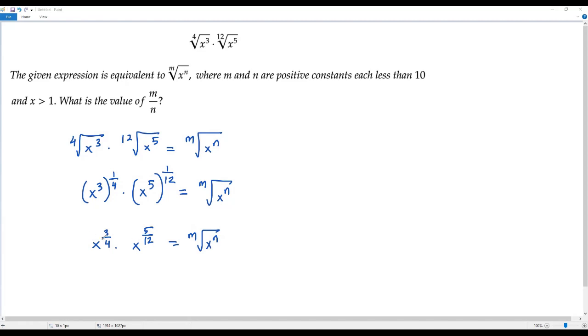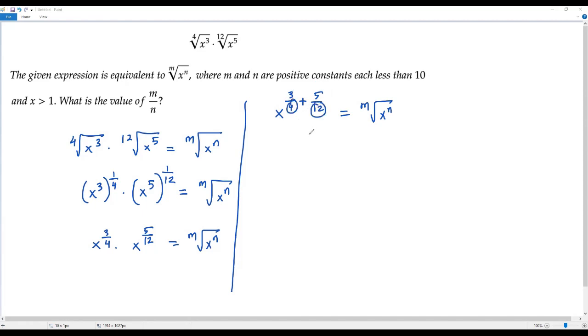Okay, here we multiply two powers with the same base. Whenever I multiply two powers with the same base, I can take the base once and add the exponents using the product rule in exponents. That is, we take the base x once and add the exponents, 3 over 4 plus 5 over 12. On the right side, we have mth root of x to the power of n. Here we have to add these two fractions, and they have different denominators, 4 and 12.